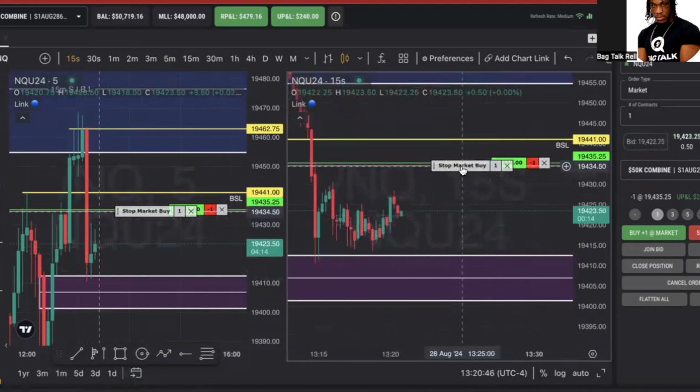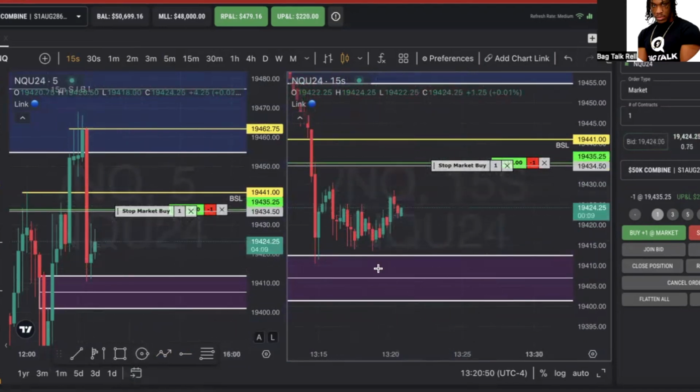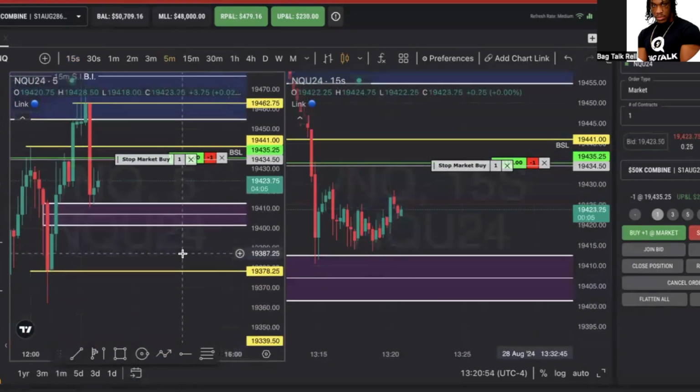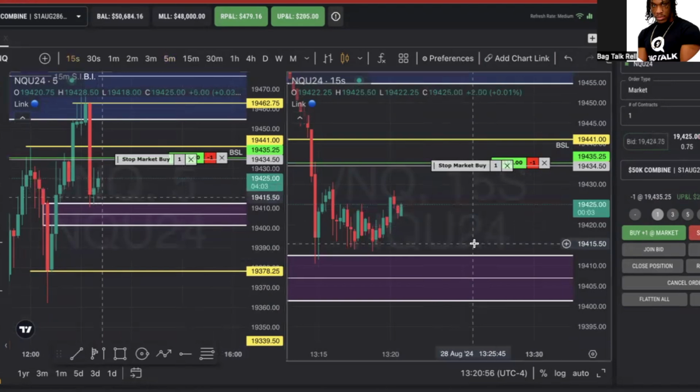I'm already in shorts, so I don't want us to trade any higher. I want us to go ahead and just lose this purple area. But yeah, we're gonna see how it goes.